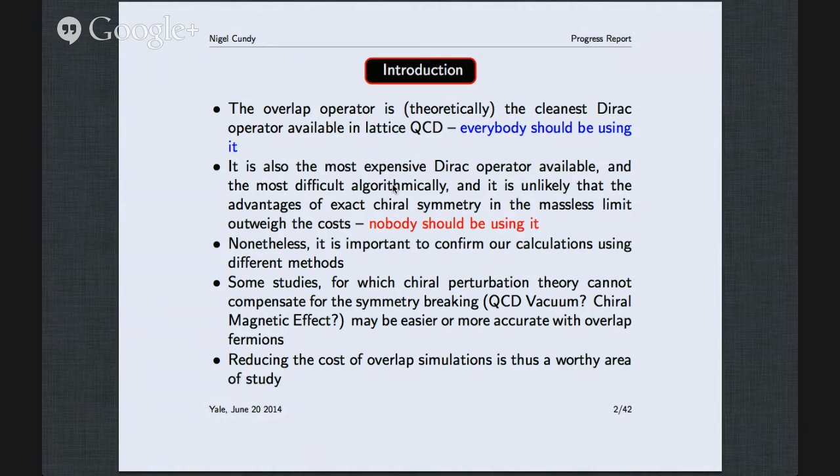I think, on the other hand, it's important to confirm any calculations using different methods, and particularly the theoretically clean part means that it'd be good to confirm calculations using the overlap operator. And there are some studies for which chiral perturbation theory cannot really compensate for the loss of chiral symmetry. There may be others. And so there may be some studies which are easier or more accurate with overlap fermions than other discretizations. Obviously, you can use domain wall or some similar one to get a lot of the goods. So I think reducing the cost of overlap fermions is still an interesting area to study.